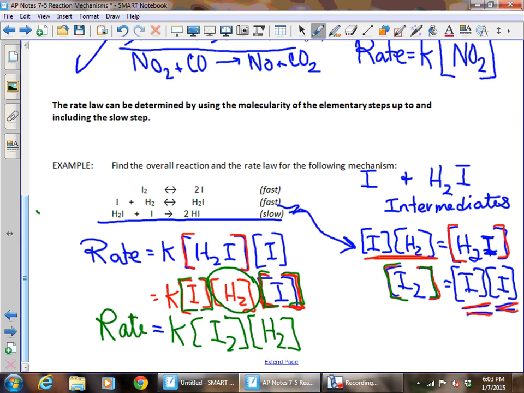So now that we've used up both of our earlier reactions that occurred before the slow step, have we got everything in a form that will work in a rate law? Both I2 and H2 did show up in the final reaction. So this is a good rate law.